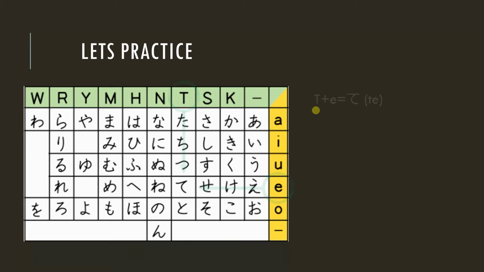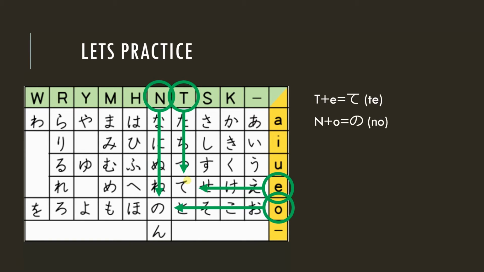All right, so let's look at some other examples. T, e, that gives us te right here. Te. N and o give us no, no. And then we have the Japanese r and a to get ra, ra.